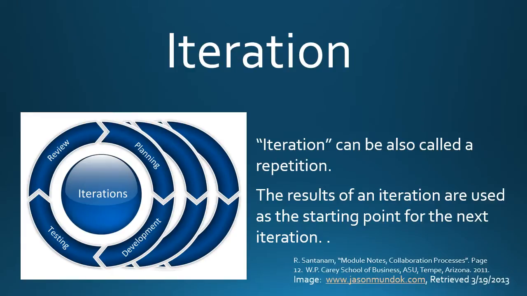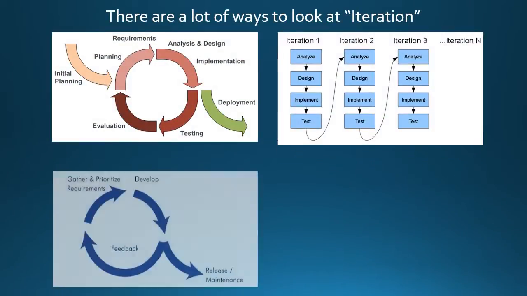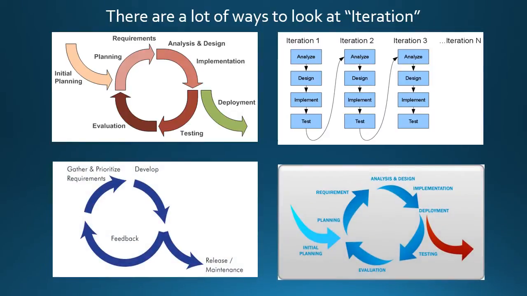In particular, in the top right corner, you'll notice that there are three iterations, but iteration 1 feeds into iteration 2, 2 feeds into 3, yet the sub-processes are all the same: analyze, design, implement, and test. And the key is that one feeds off the other, so they're interdependent and they go in a sequence.